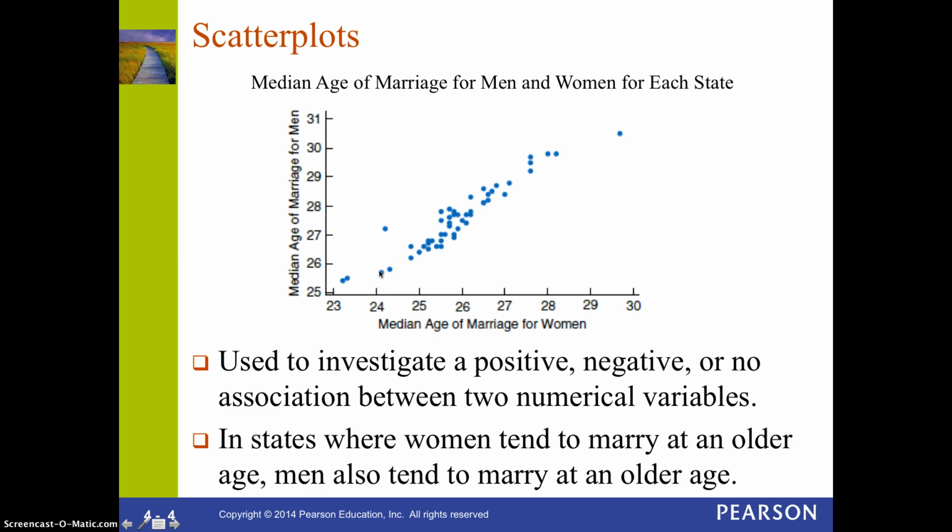Okay, so this is the example of what a scatter plot would look like. And what we want to do is investigate whether we have a positive, negative, or no association between the values. Okay, so each dot in this actually represents a state. Okay, so if we notice here, we can tell that in states where women tend to marry at an older age, men also tend to marry at an older age. And you can tell that because as the median age of marriage for women in that state increases, the median age for men will also increase all the way up to here. We have some state where people are almost into their 30s on average. Again, these are medians before they get married.